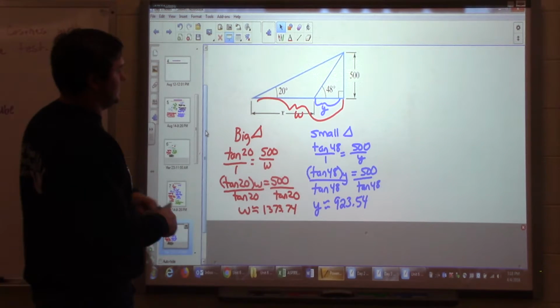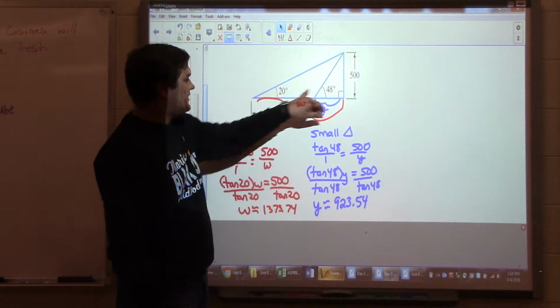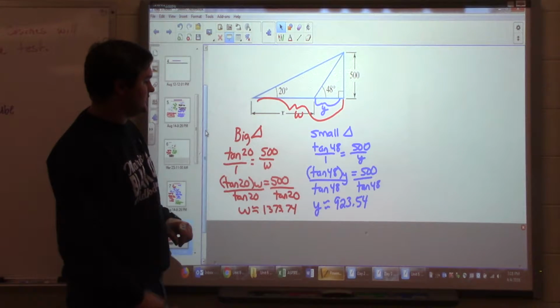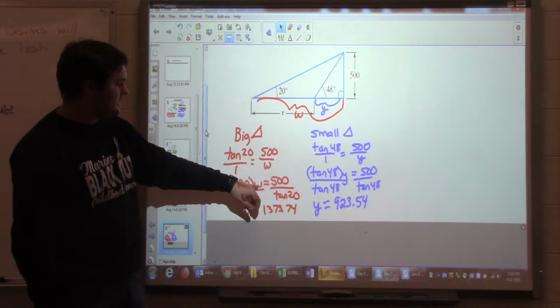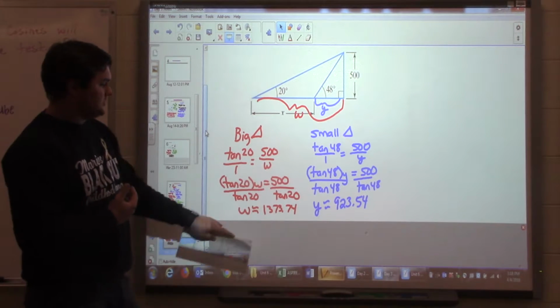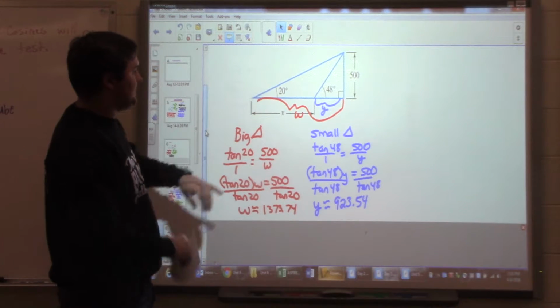So, big triangle. I'm going to use tangent of 20 because it's going to be the opposite sides, 500, and I want to find W. So tangent of 20 equals 500 over W. So, cross multiply. Tangent of 20 times W equals 500, divide by tangent of 20. We have W is approximately 1,373.74.